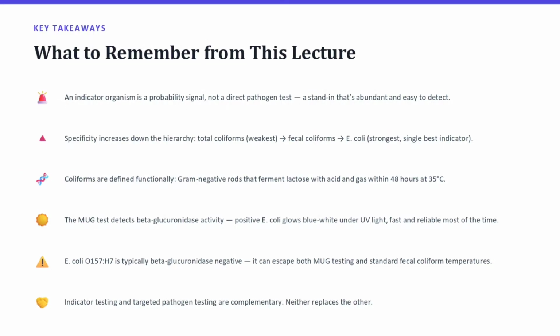Number 4. The mug test detects beta-glucuronidase activity. A positive E. coli result glows blue-white under UV light, and it's fast and reliable most of the time. Number 5. E. coli O157:H7 is typically beta-glucuronidase negative, which means it can escape both mug testing and standard fecal coliform temperatures. Number 6. Indicator testing and targeted pathogen testing are complementary. Neither one replaces the other.